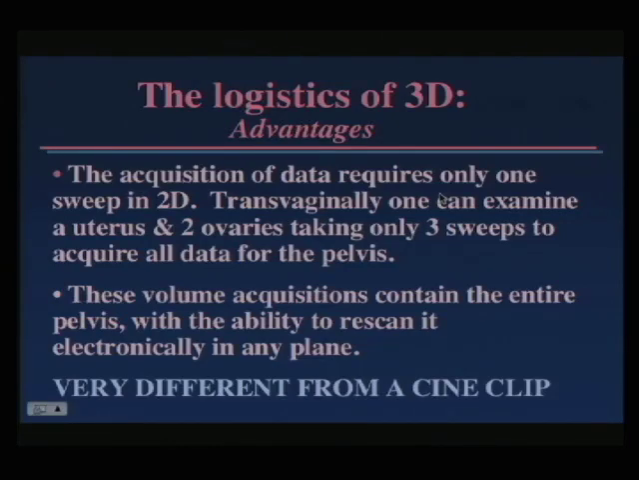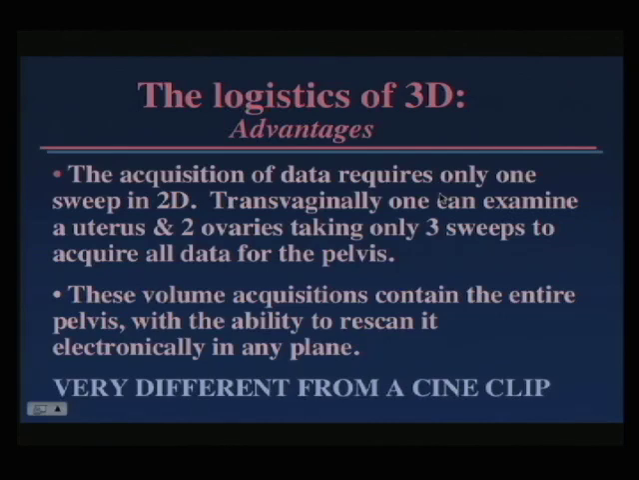So the advantage of 3D is that the acquisition of data requires only one sweep. You take one sweep in 2D to generate your volume, and if you're scanning transvaginally, you can take one sweep of the uterus and one sweep of each ovary and be done, and be able to reconstruct the entire scan offline using the volumes that you've obtained. This is very different from a cine clip or a videotape, where you are still dependent on the person who was holding the probe.